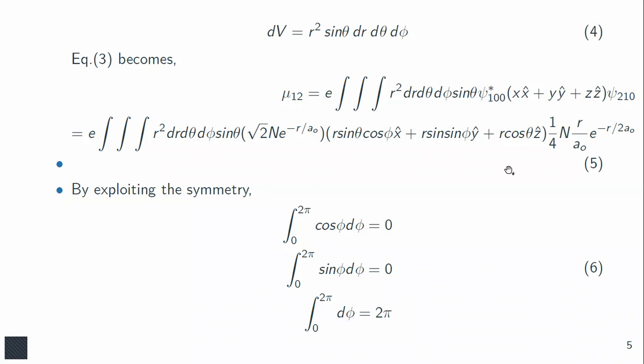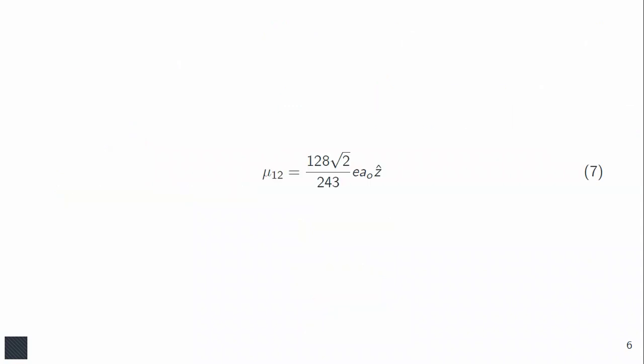Simplifying the other integrals along the r and theta directions, we see that the final dipole moment has that form. As we can see, it is a real quantity and is linearly polarized along the z-axis.